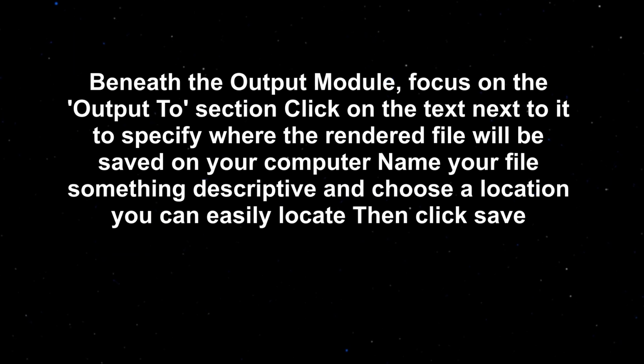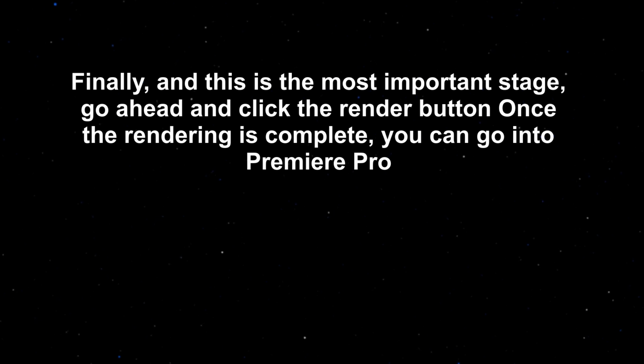Beneath the Output Module, focus on the Output To section. Click on the text next to it to specify where the rendered file will be saved on your computer. Name your file something descriptive and choose a location you can easily locate, then click Save. Finally, and this is the most important stage, go ahead and click the Render button.